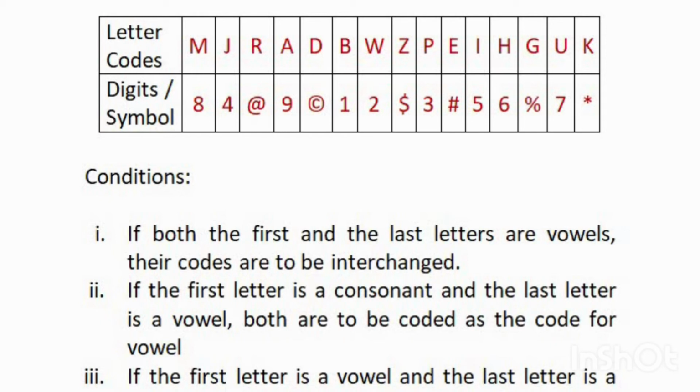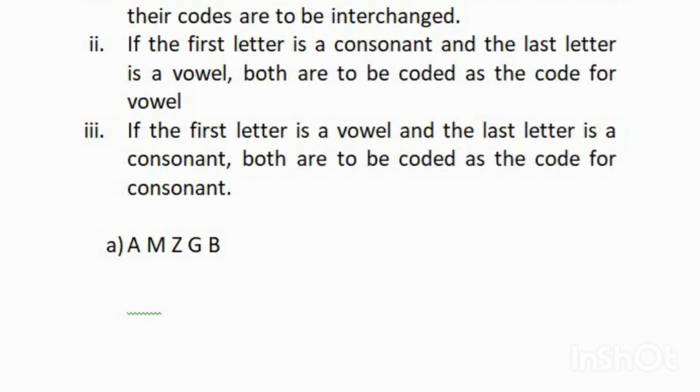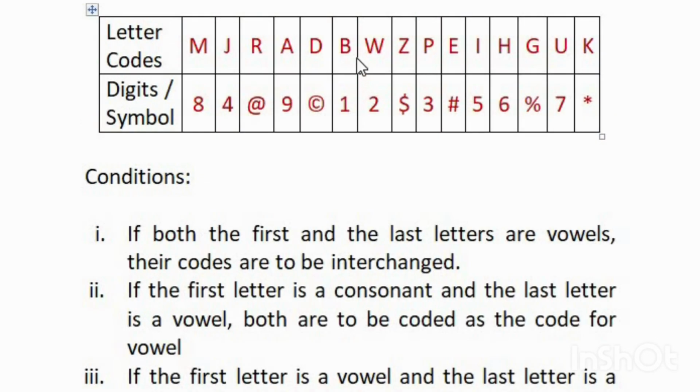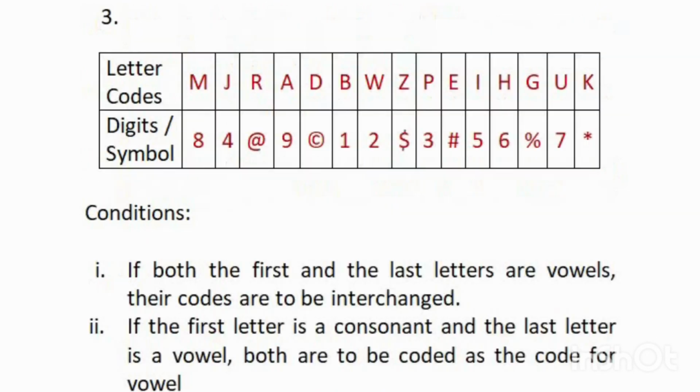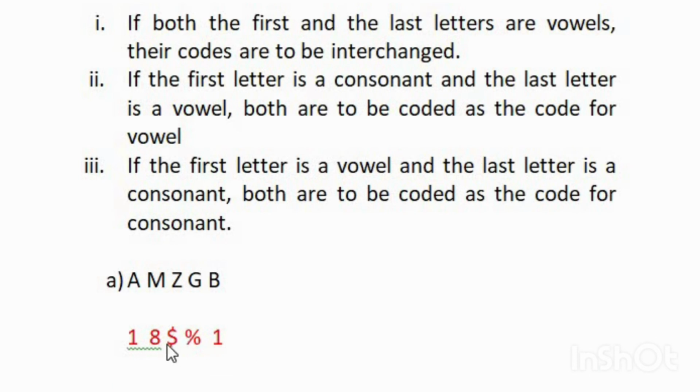This is the third workout question. In the first question, first letter is a vowel and the last letter is a consonant. So which condition can we apply? Third condition, that is, if the first letter is a vowel and the last letter is a consonant, both are to be coded as the code for consonant. From the table, the code for B is 1. So we can code both A and B as 1. Now, the code for M is 8, for Z it is dollar, and for G it is percent. So that we will get the answer 1, 8, dollar, percent and 1.